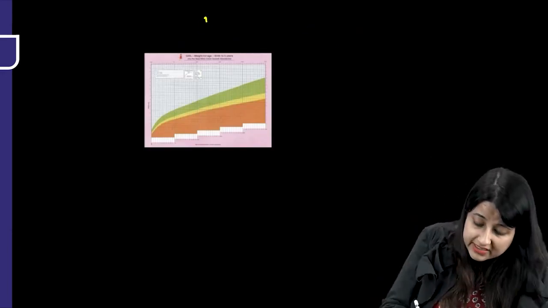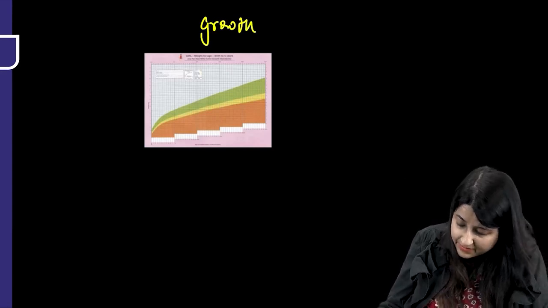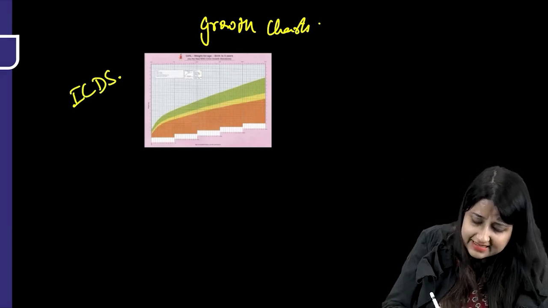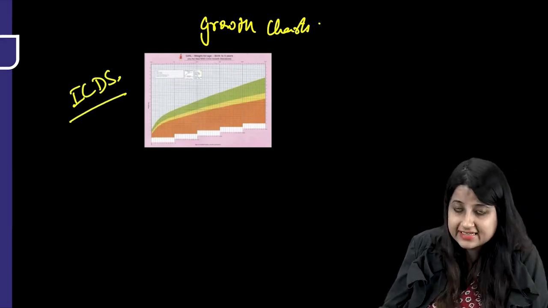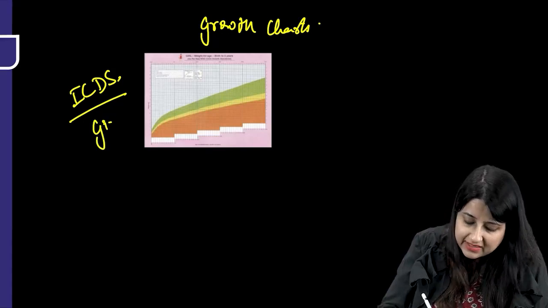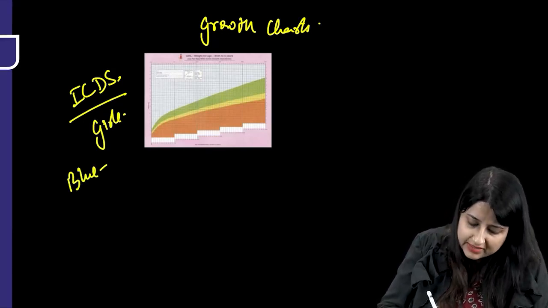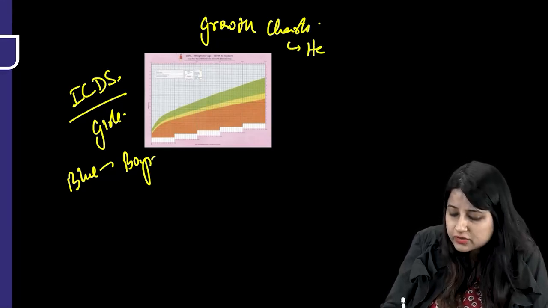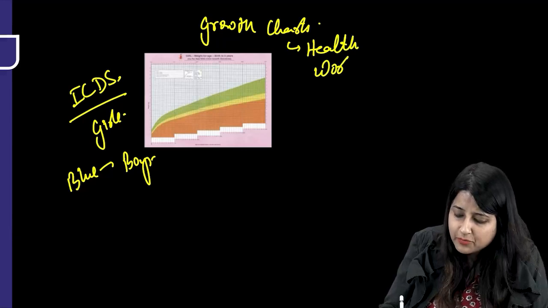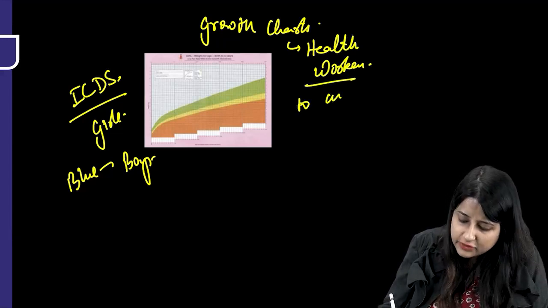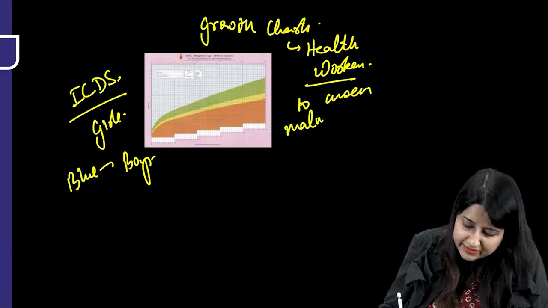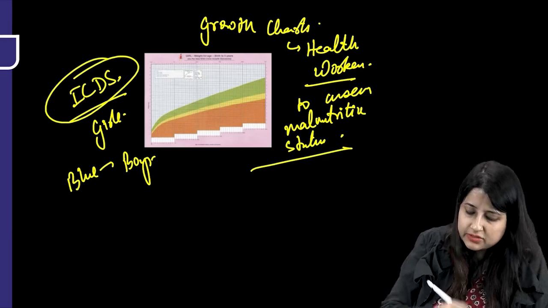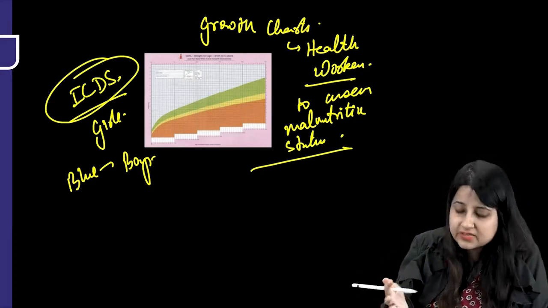Now, a very, very important thing which you have to study and revise in rapid revision also is the growth charts. Which growth chart is this? ICDS, the one which is recommended by ICDS. All right, and this is for girls. Pink color is for girls, and if it was blue color, we all know it is for boys. Now, always remember, growth charts are color coded. They are of importance to the health workers, to assess malnutrition status. They are particularly being used at the ICDS centers. Anganwadi workers are using them.